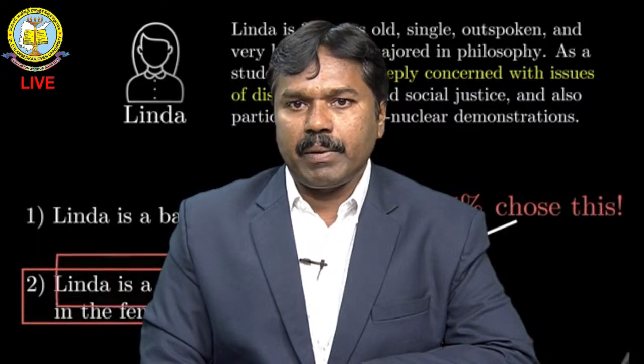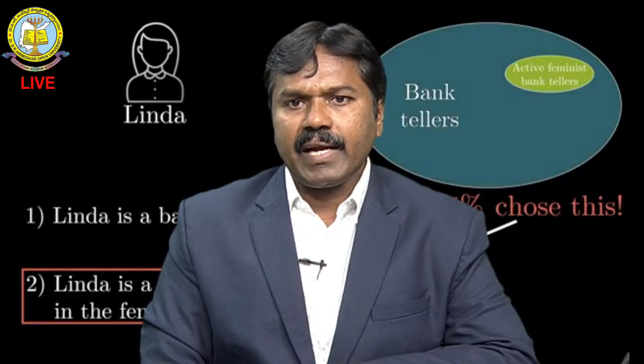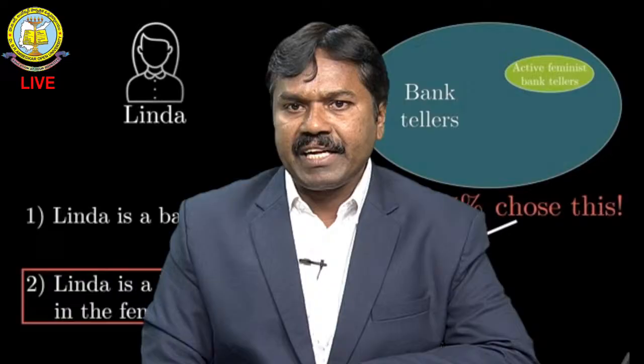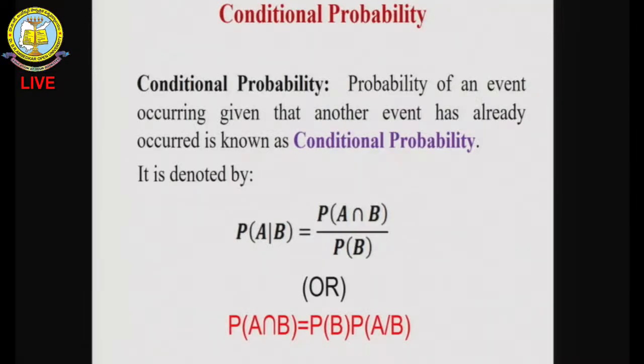It is read as probability of A given B is equal to probability of A intersection B divided by probability of B. Another form you can write is probability of A intersection B is equal to probability of B into probability of A given B.